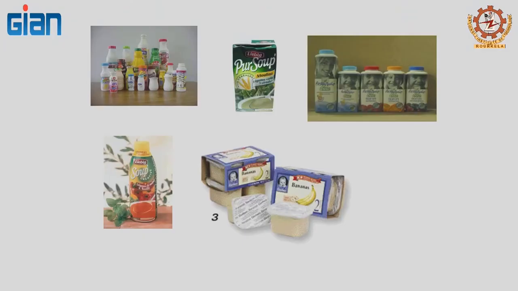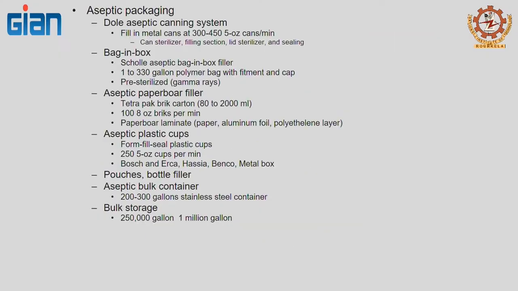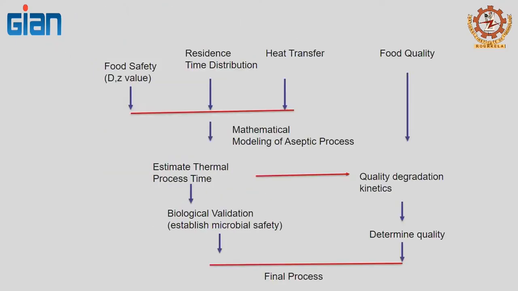And these are just some examples of the different products that are aseptically processed, and this gives you some of the different packaging equipment available, including bag in a box, cups, pouches, bulk storage, and so on. So, aseptic processing brings much more flexibility to the processor, so they are able to process at different scales.